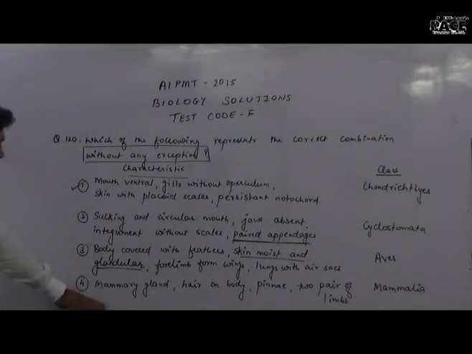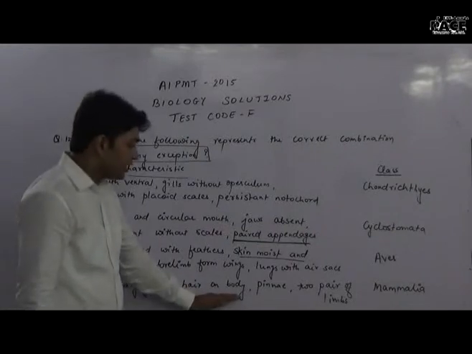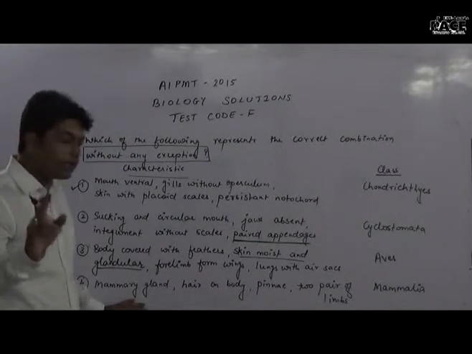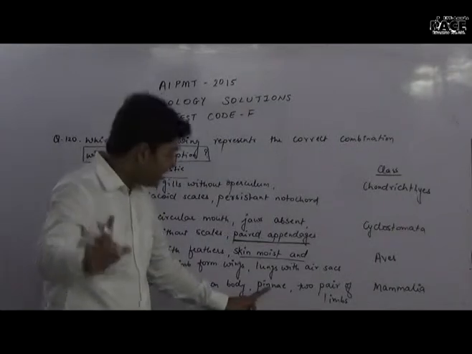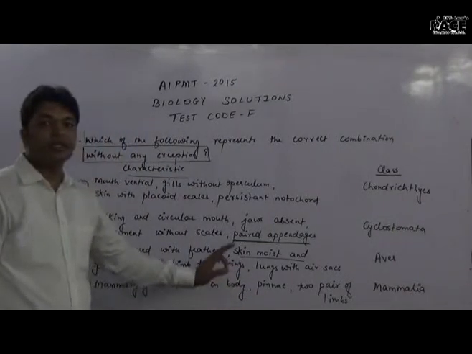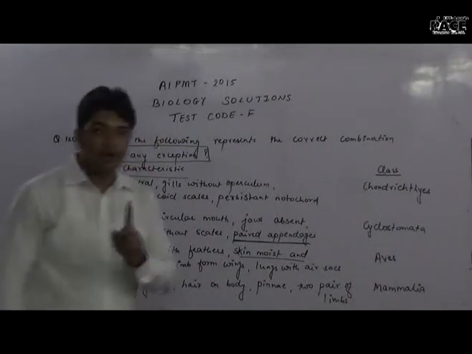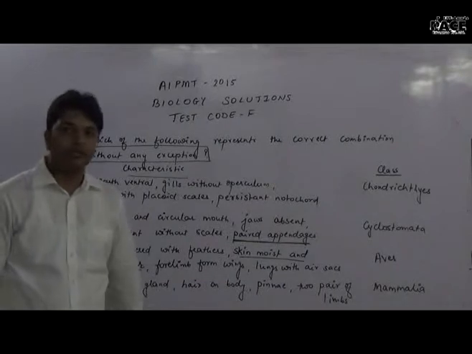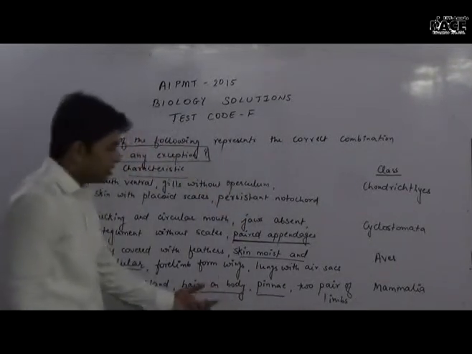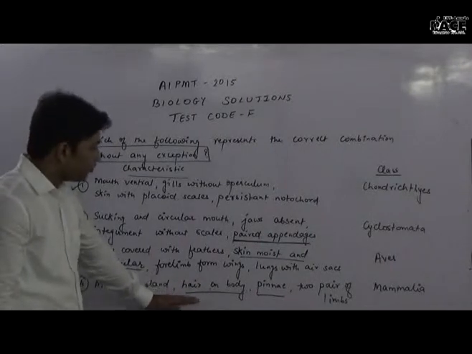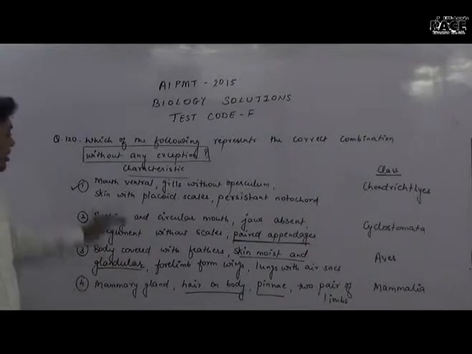And the fourth option says mammary gland in mammalia, hair over the body. These two characters are present without any exception, while pinna is not there in aquatic mammals. One more thing, hair over the body is also not seen in dolphins and whales, which are aquatic mammals. So due to this, there are two exceptions, the aquatic mammals, therefore the fourth option is incorrect. Hence, the correct answer to this question is 1.